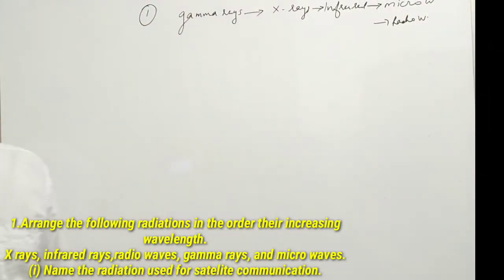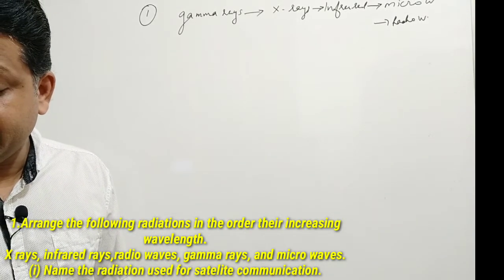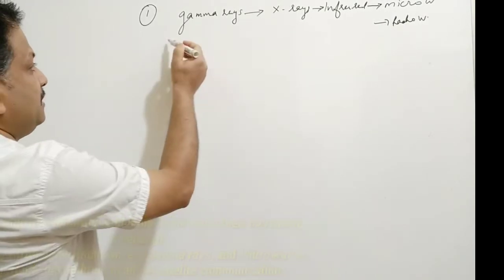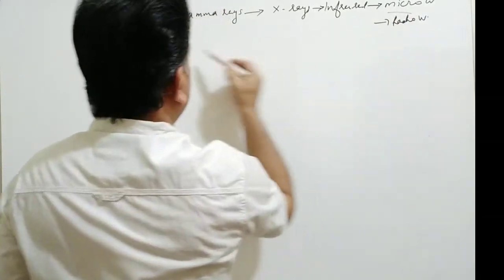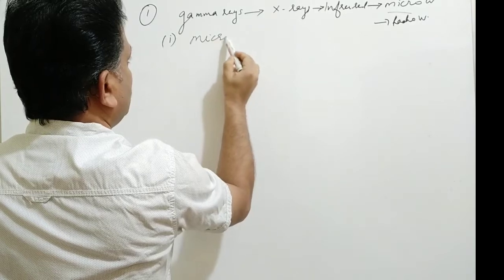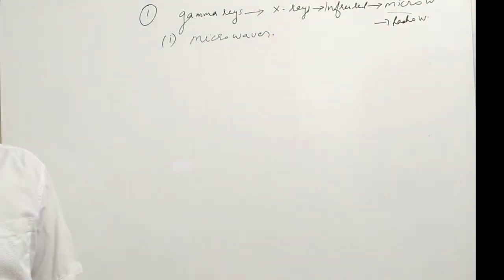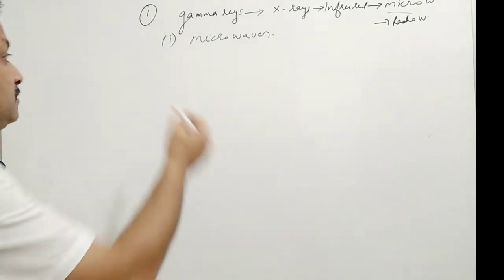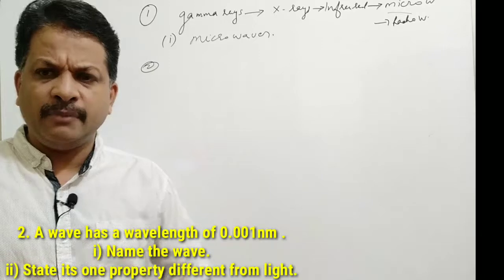Clear? Okay. Now the second part: name the radiation which is used for satellite communication. So among these, which radiation is used for satellite communication? Of course, we can write microwaves. Microwaves are used for satellite communication. Clear? So moving on to question number 2, very simple theoretical questions are asked. You have to just remember.